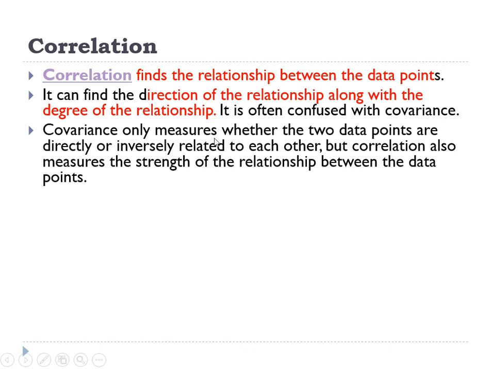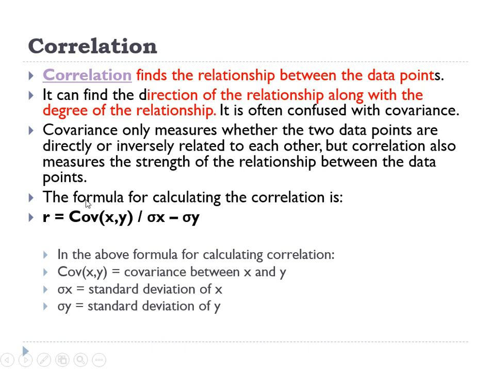Covariance, as we just saw in the previous slide, only measures whether the two data points are inversely or directly related to each other. But correlation measures the strength of the relationship between the two data points. That's the main difference. Covariance measures the direction, directly or inversely proportional, but correlation measures the strength of the relationship. That's why I said it not only finds the direction but also measures the degree of the relationship, and hence the formula for correlation involves finding the covariance before that.